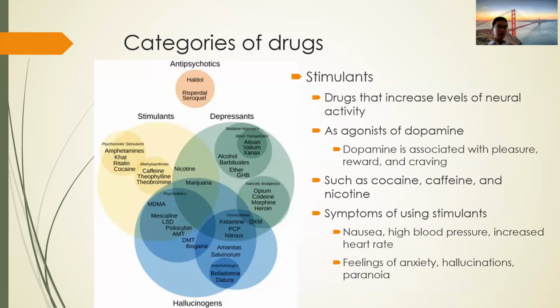And another category of drugs is the stimulants. On the contrary, stimulants can increase the level of central nervous system activity. Depressants decrease the level of neural activity. The stimulants, on the contrary, can increase the level of neural activity because they are agonists of dopamine.